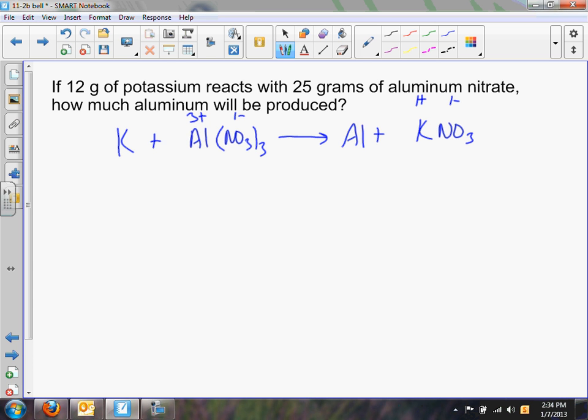To balance this, it looks like I've got 3 nitrates on the left and only 1 on the right. So I need to put a 3 on the right. That now gives me 3 potassiums. So if I put 3 on the left, we've got a balanced equation.